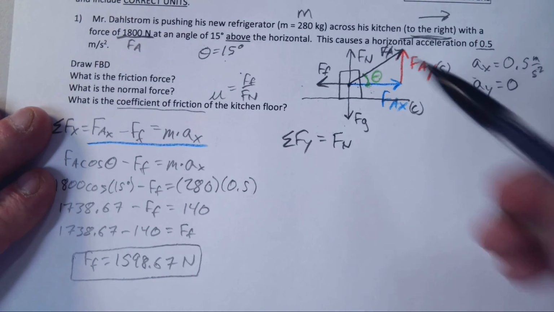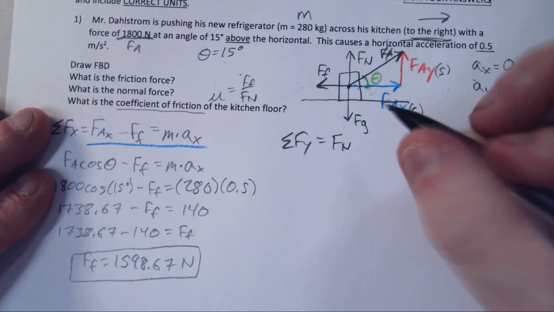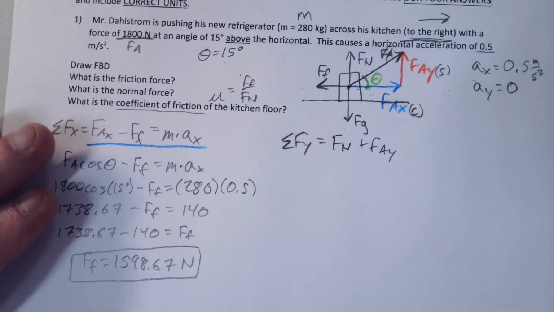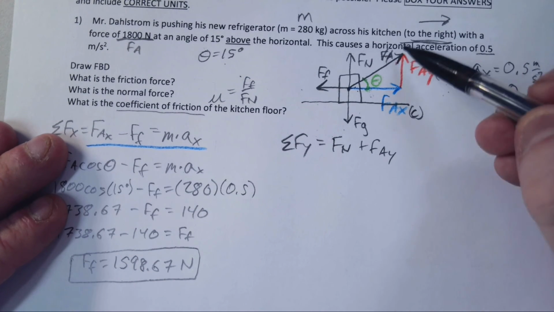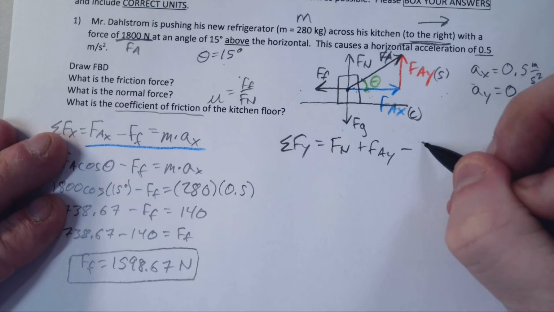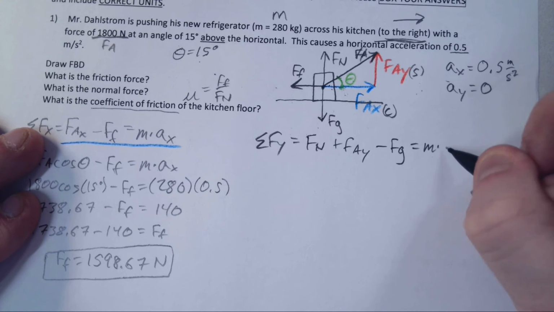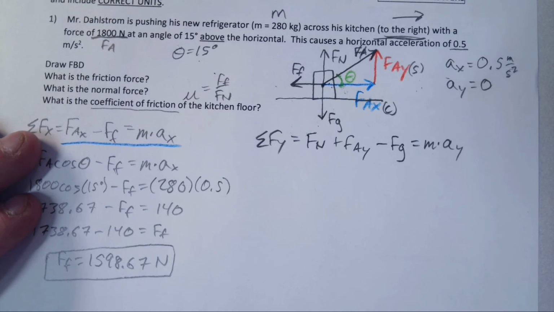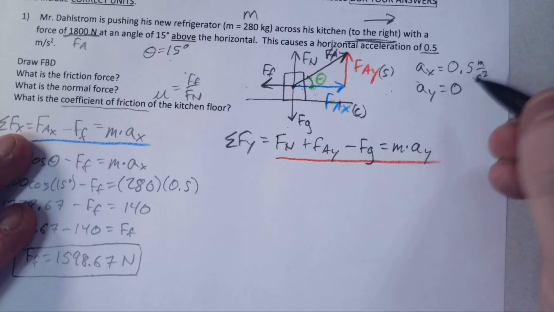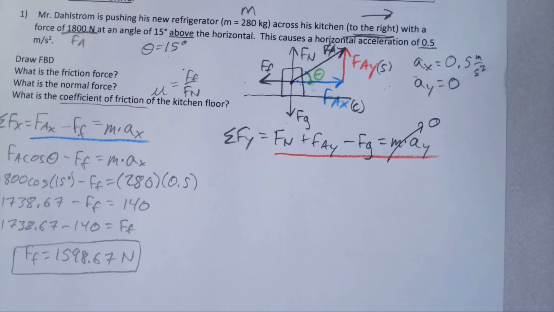Okay, F of n, because it's up. Everything else up will be added, so plus Fa of y, so our applied force in the y direction. Nothing else is up. I don't want to confuse myself with this applied force at an angle, so everything else down will be subtracted. And that equals the mass times acceleration in the y direction. And so that is our equation there. We determined here that A of y is 0. It's not lifting up or going down, so that's 0.